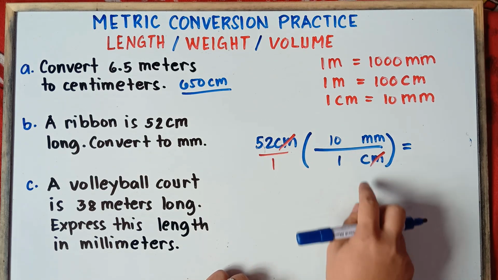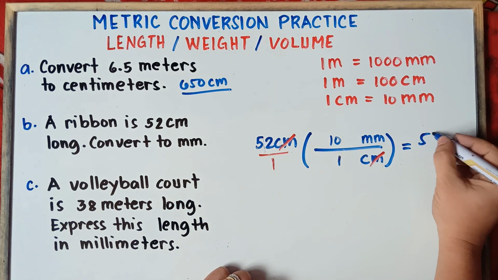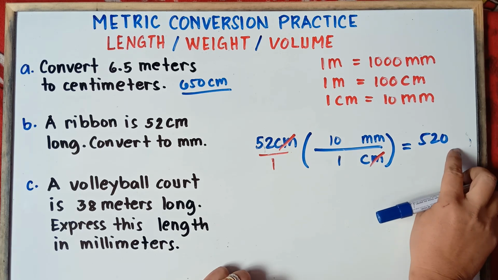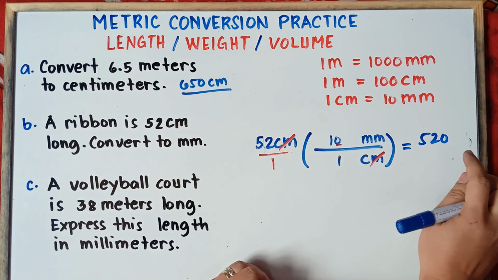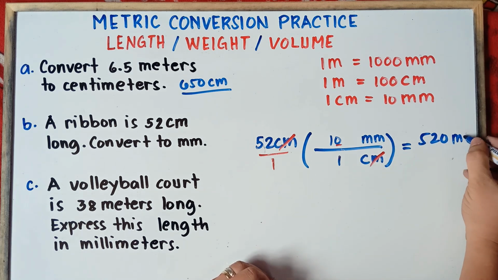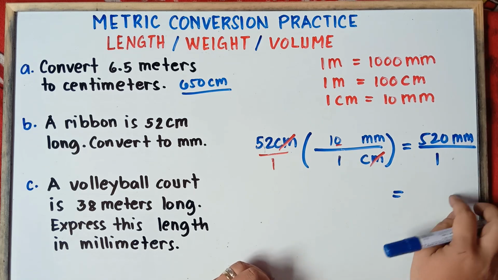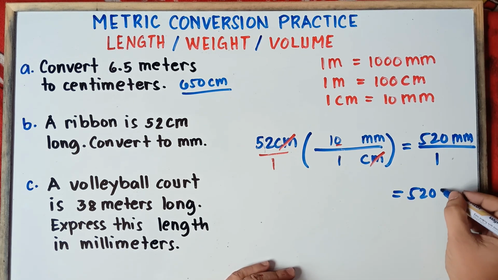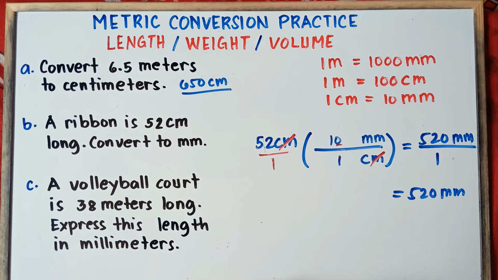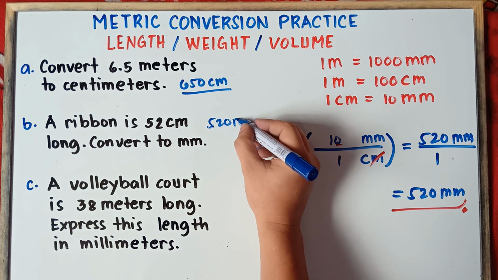Then simply multiply. 52 times 10 would be 520. Simply add 1 zero because you only have 1 zero. So 52 times 10 is 520. Do not forget the units, millimeter. Over 1 times 1, that's 1. 520 divided by 1, the answer is 520 millimeters. Easy as that for letter B. So the answer is 520 millimeters.